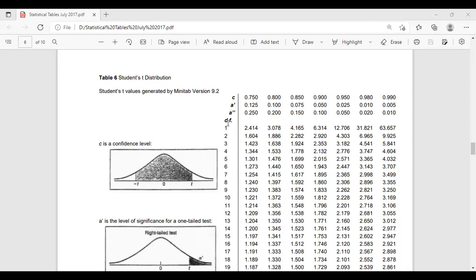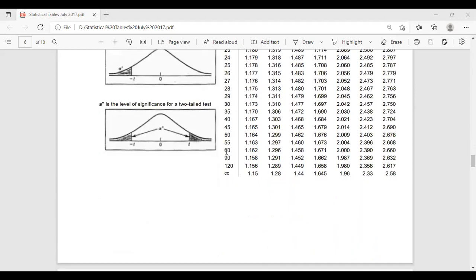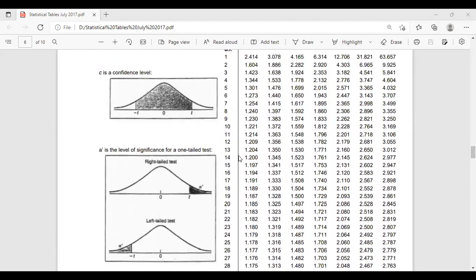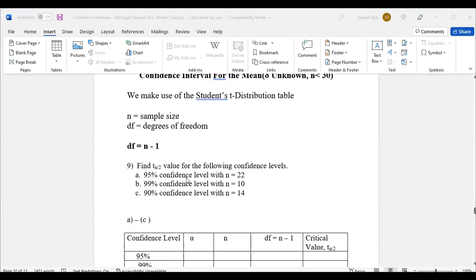The DF here represents the degrees of freedom. You can see them all the way to the last one here, 120. So let me show you how to use this table. The first example we solve asks us to find the T alpha over 2 for the following confidence levels.